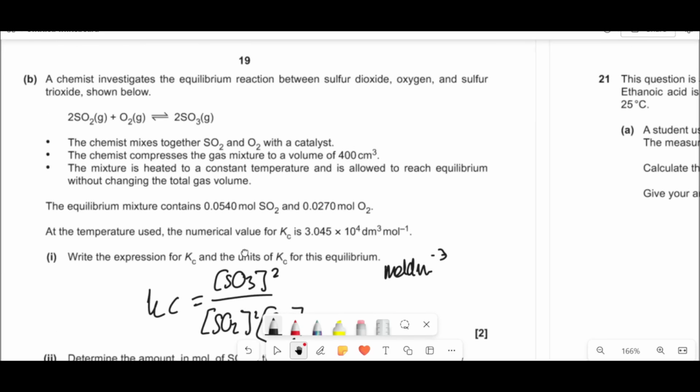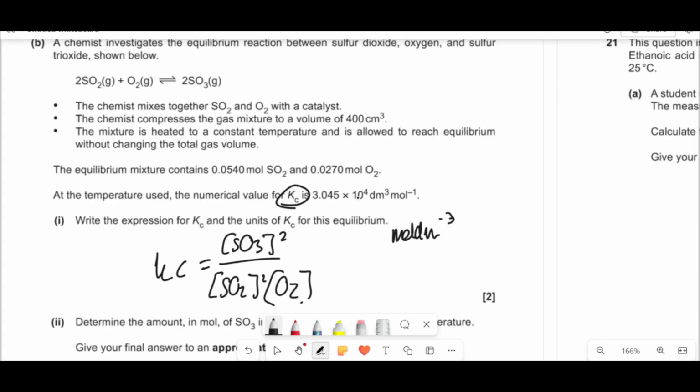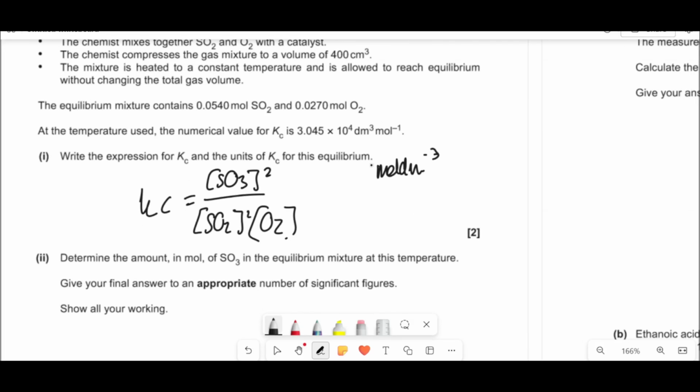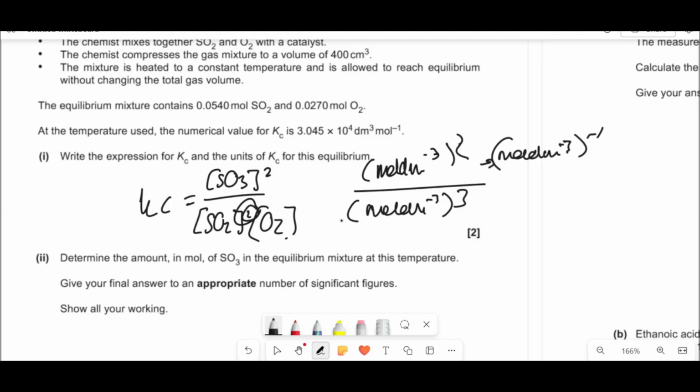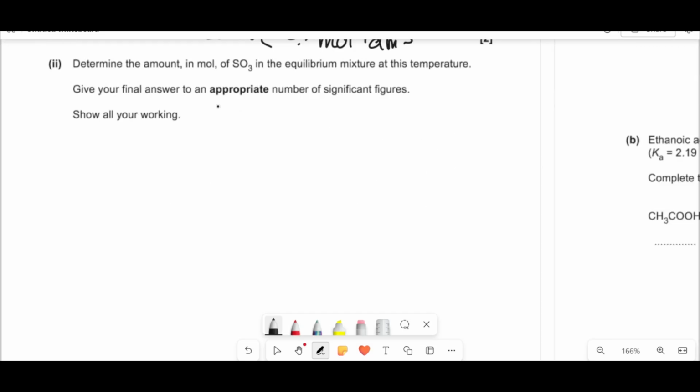Wait, hold on. Am I being weird? At the temperature used, the numerical value for Kc is this. Have they not just already given it there? All right, whatever. Anyway, so we're dealing with mole dm minus 3 squared all over mole dm minus 3 squared times mole dm minus 3. So squared times 1 is going to be cubed. So then what you end up with is mole dm minus 3 to the minus 1. So its units are going to be mole minus 1 dm 3, which I find baffling because it's right there. But oh well.